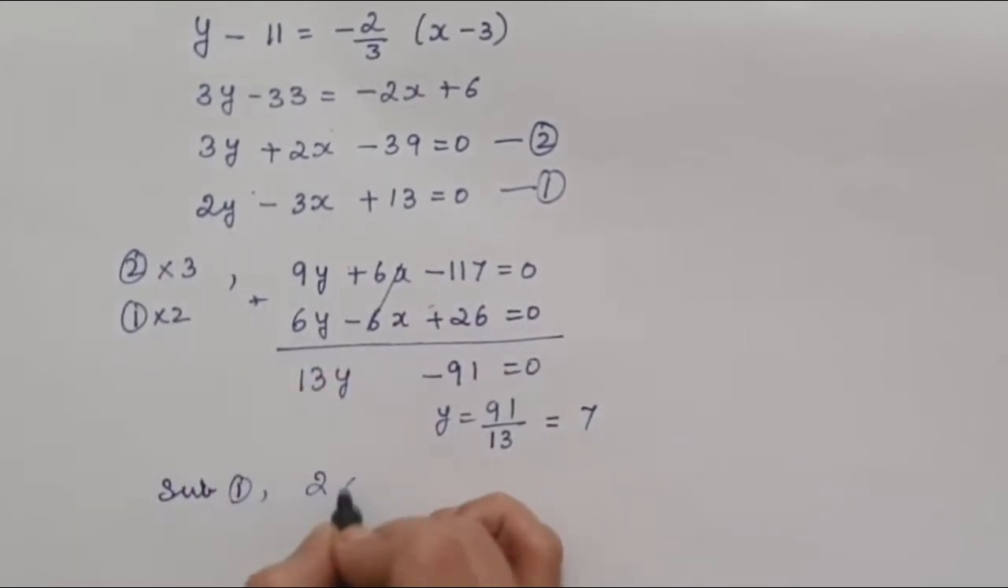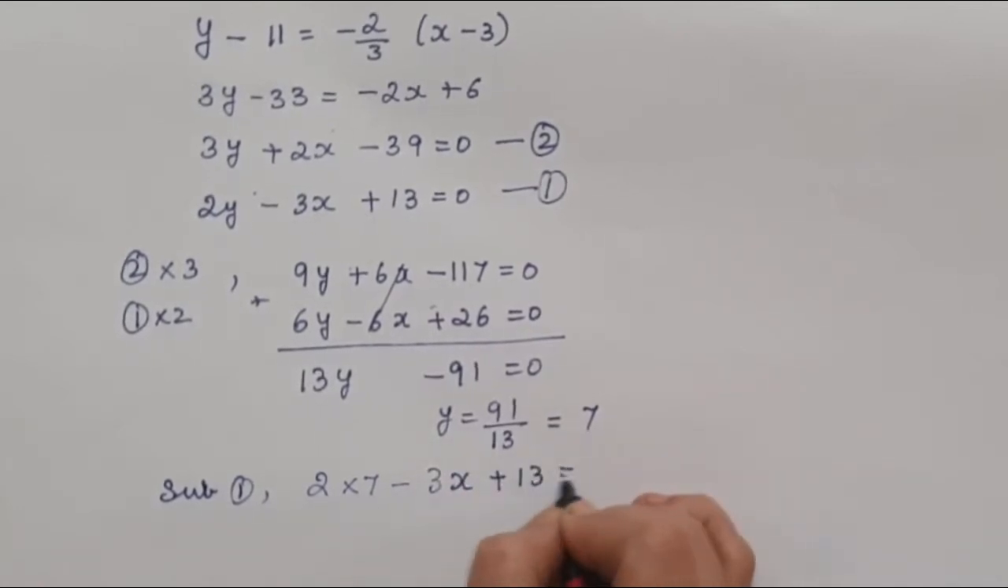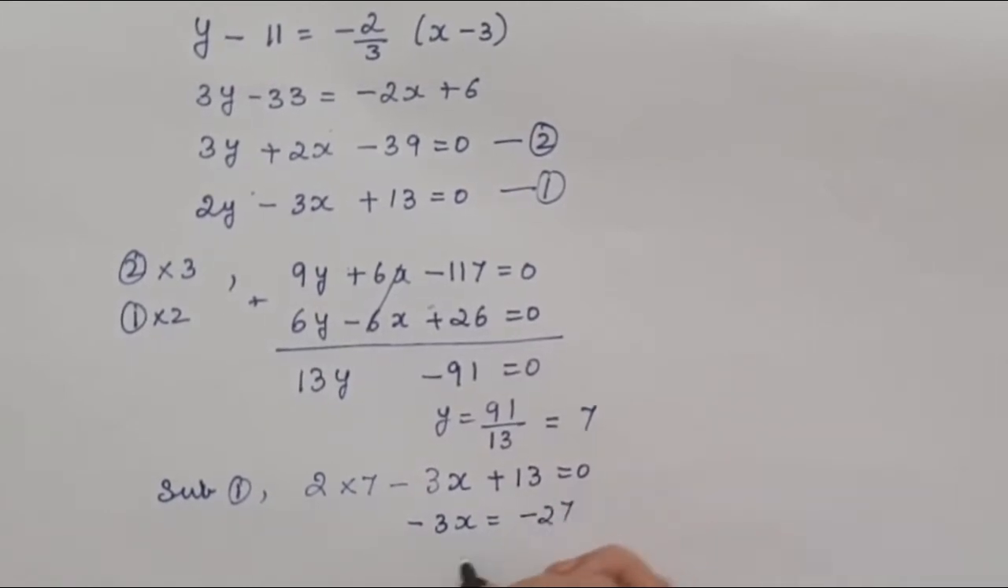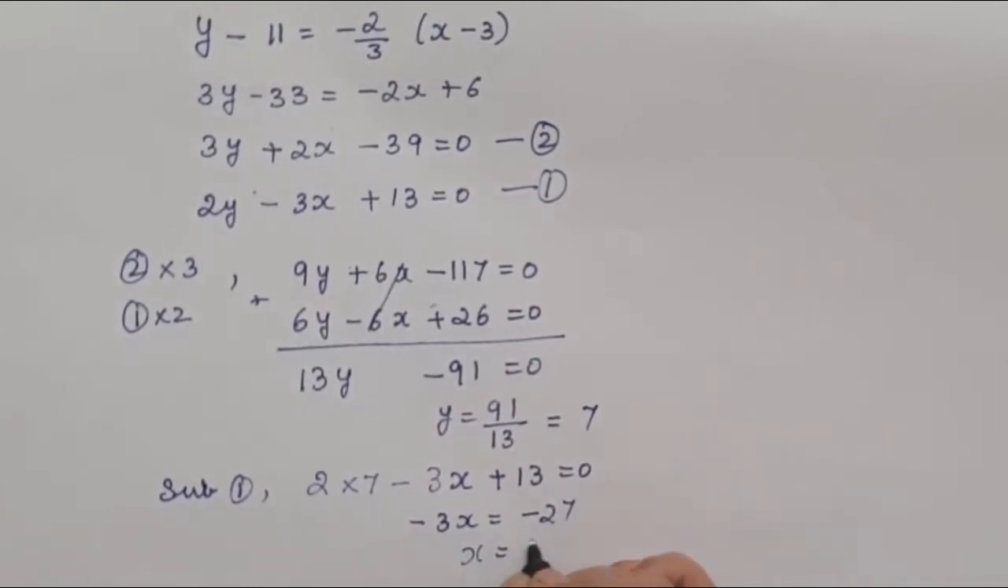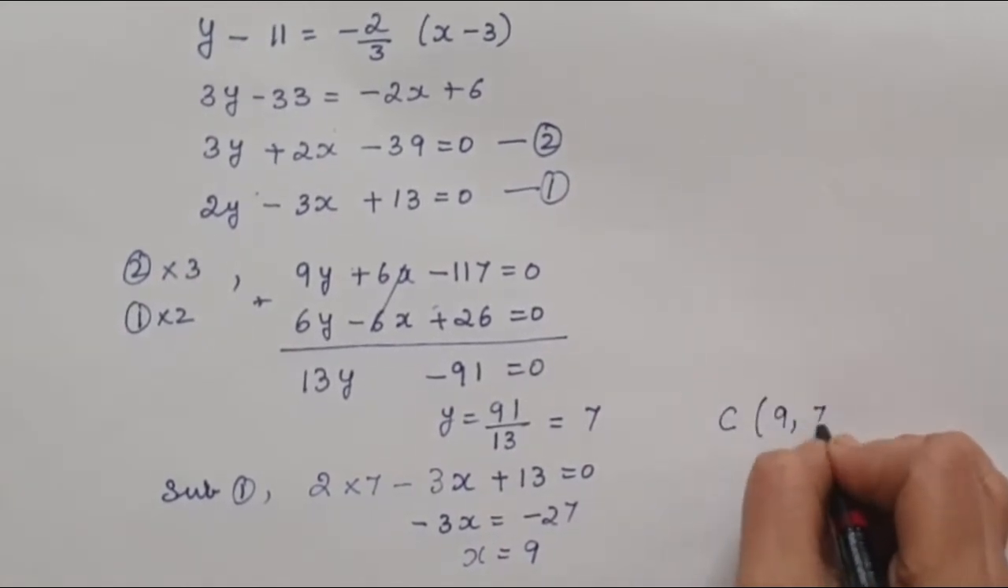Substituting y equals 7 in 1, we get 7 minus 3x plus 13 will be equal to 0. So minus 3x will be equal to minus 27. x will be equal to 9. Therefore, the coordinate of C is x is 9, y is 7.